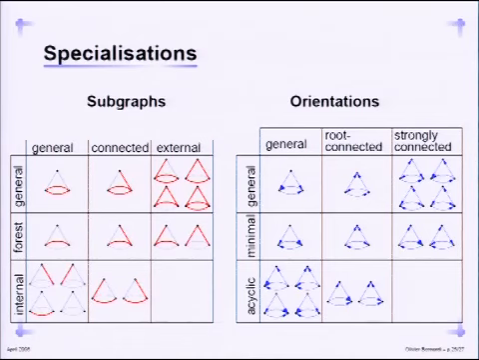Here I've represented on one side the subgraphs, on the other side the orientations. I've sorted the subgraphs according to their properties: general, connected, external. This is going from general to particular, and here from general to particular. In this column you have the external subgraphs which are not connected, here the connected which are not external, and here the ones that are not connected. All right. I hope you can read this array.